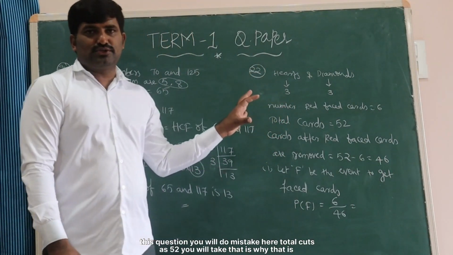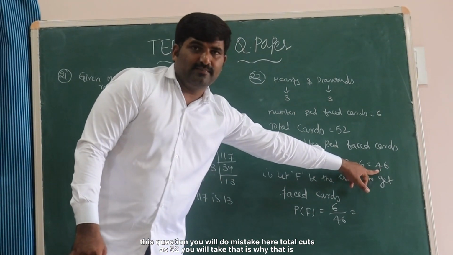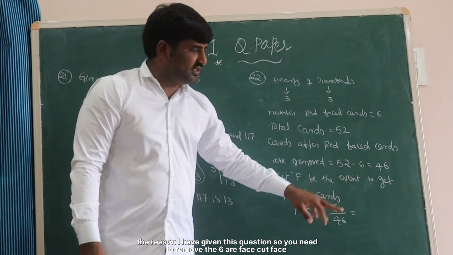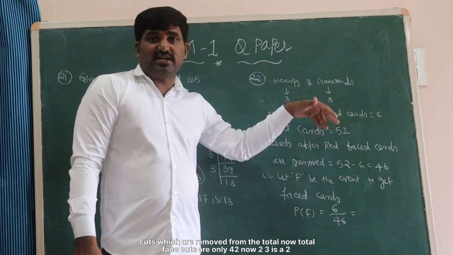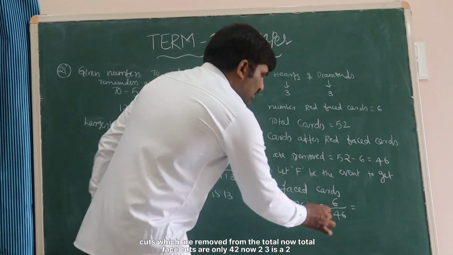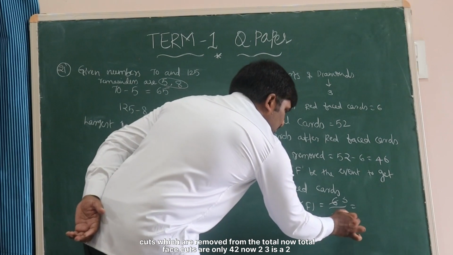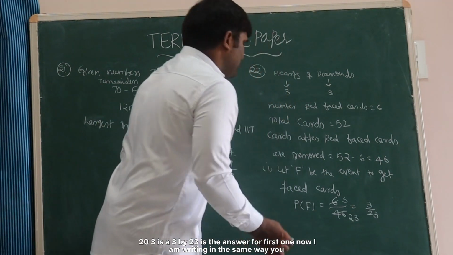Generally, given this question, you will make a mistake here. You will take total cards as 52. That's the reason I have given this question. So you need to remove those 6 red faced cards which are removed from the total. Now total cards are only 46. Now 2 3s are 6, 2 23s are 46, so 3 by 23 is the answer for the first one.